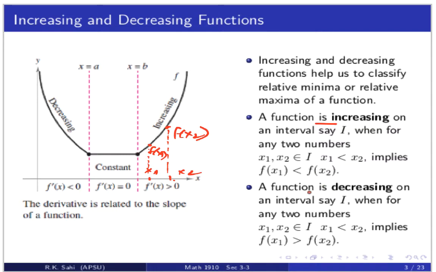Now let's look at when a function is decreasing. If a function is decreasing, and I pick two values, say x1 and x2, where clearly x1 is less than x2, but when I look at the function values at those points, the function value at x1 is definitely more than the function value at x2. So that means the graph is decreasing.